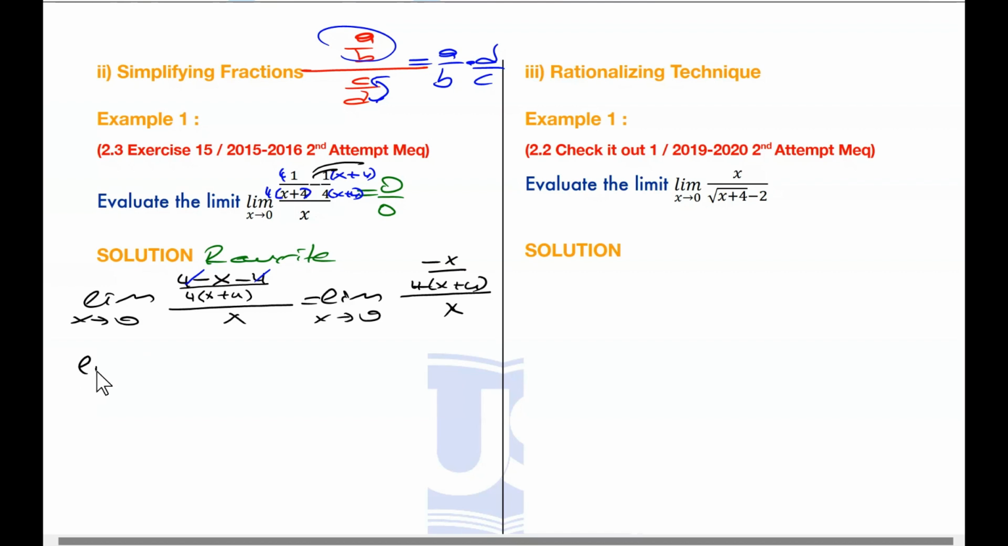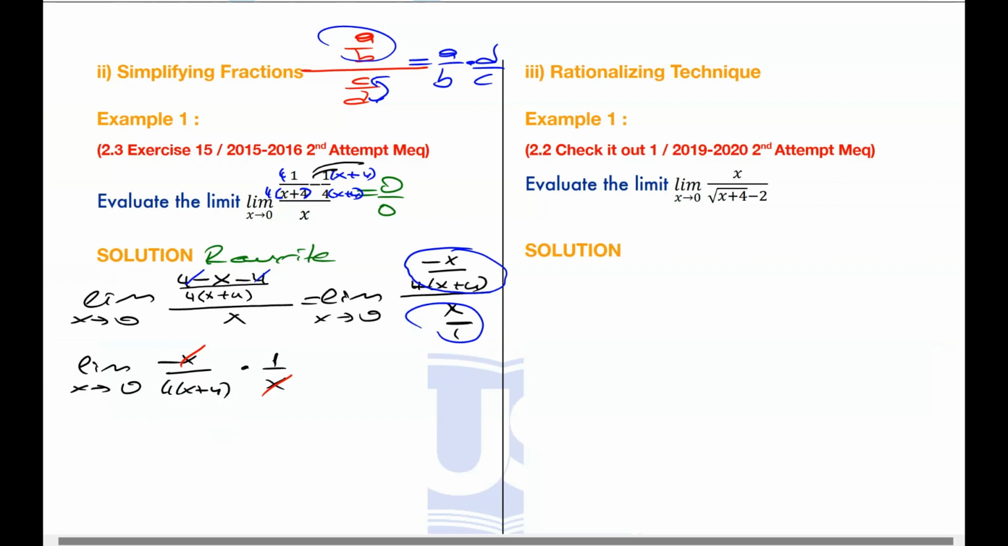So we will write this as limit as x approaches 0 of, the top fraction is negative x over 4 times x plus 4, and the bottom fraction is x over 1. So flip the bottom fraction, x over 1 becomes 1 over x. Now there is cancellation. The x's will cancel each other. I'll have negative 1 over 4 times x plus 4.